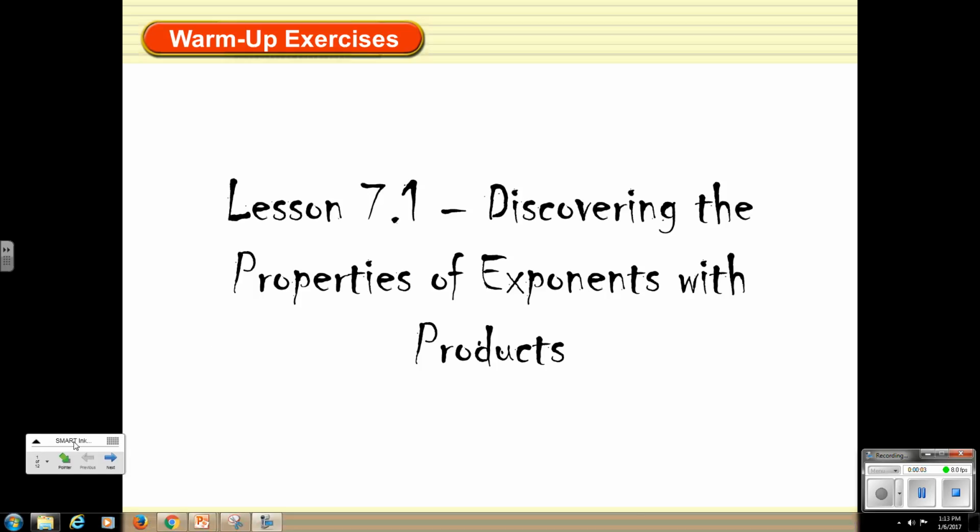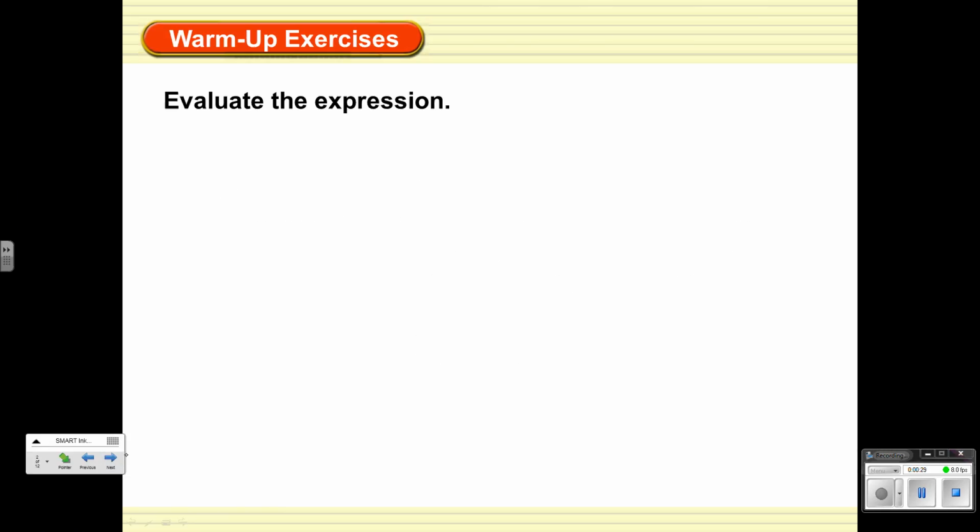Okay, so we are going to be starting a new chapter all about exponents. So chapter 7 is all about exponents. And remember that exponents are a way to represent repeated multiplication. So like multiplication is used to represent repeated addition, exponents are used to represent repeated multiplication. So with that being said, let's go ahead and get started. You should have your notes.